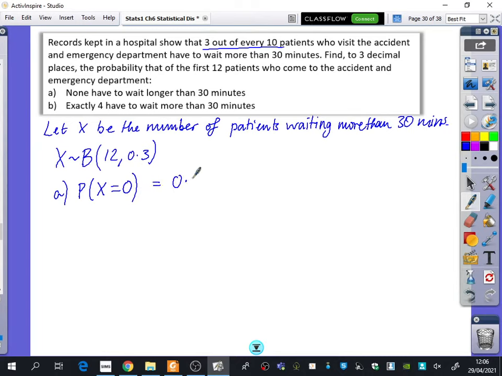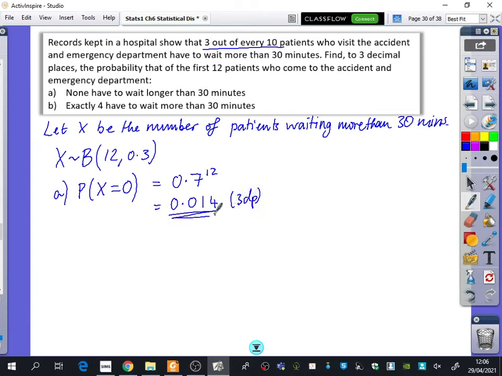Very good. 0.7 to the power of 12. All 12 of them. There's no point even faffing around with the binomial coefficient, because we know we just want all of them to be failures. We want all of them to be not waiting longer than 30 minutes. So we'll just do 0.7 to the power of 12, which is 0.01. They wanted it to 3 decimal places, so 0.014 to 3 decimal places.